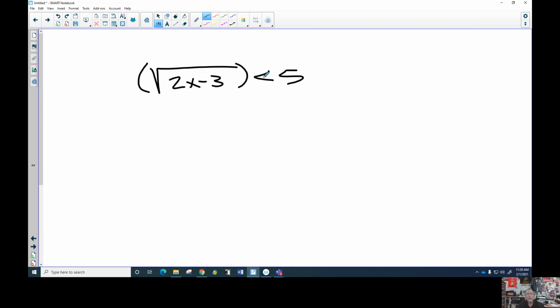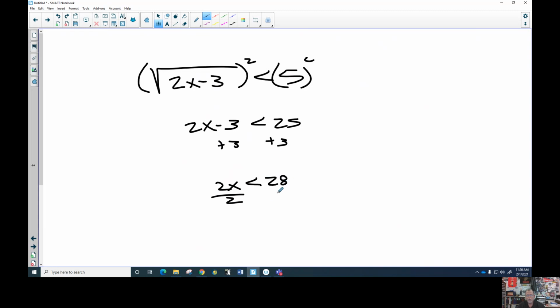And squaring both sides, we get 2x minus 3 is less than 25. Add 3, and I get 2x less than 28, and divide by 2, and I get x is less than 14. So I have that to start. That is my possible set of solutions.